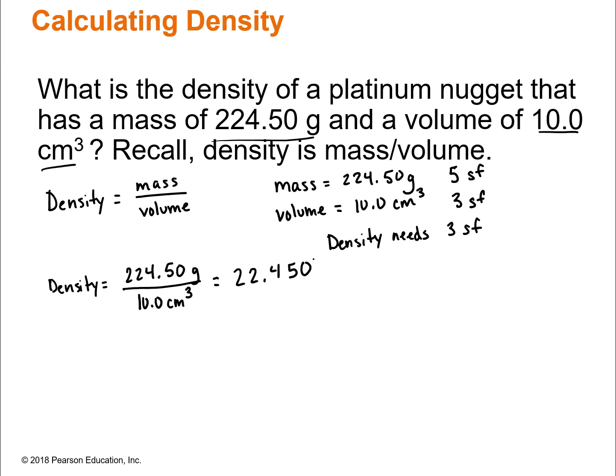You can just move the decimal point because you're just dividing by 10. But that's not our final answer. We need 3 sig figs. We're going to keep everything up to the 4. We're going to look at the 5 and see whether or not we need to round up or stay the same. We need to round up.